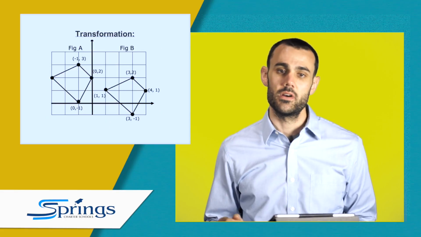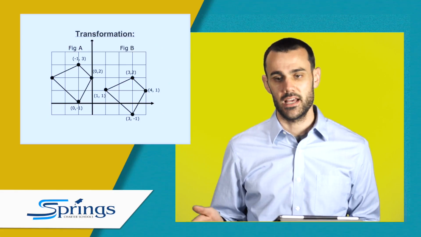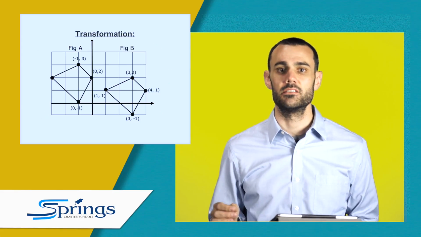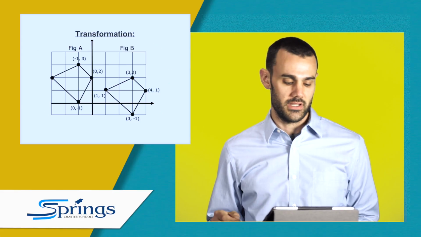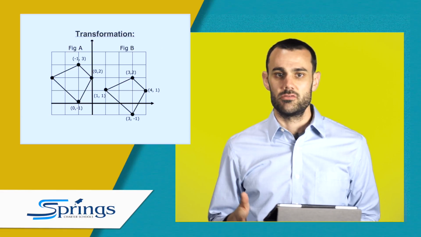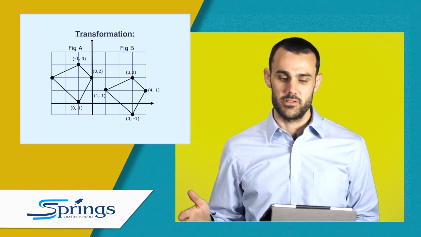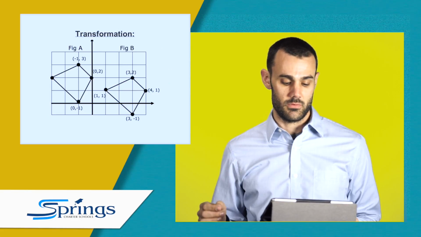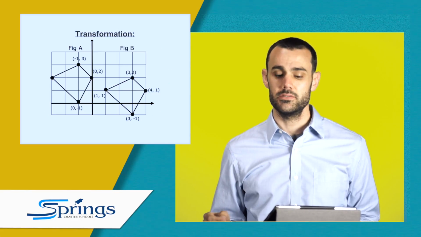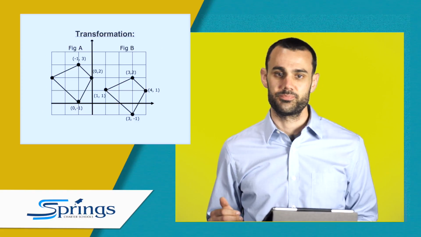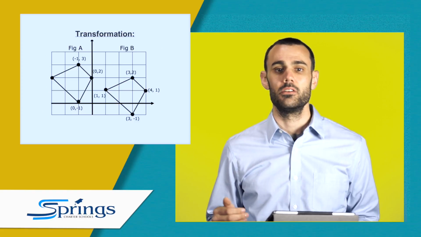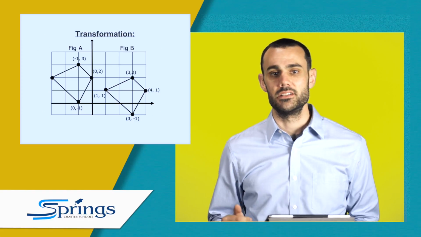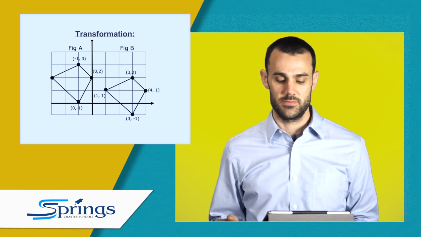Transformations. This is where an image is slid up, down, left, or right a specific number of units. So we can see that figure A has been transformed to make our new figure, which in this case is figure B. And it has been translated or transformed 1, 2, 3, 4 spots over and down 1 spot. So we would say 4 units to the right, 1 unit down. That would be how we describe the translation here in this particular image.